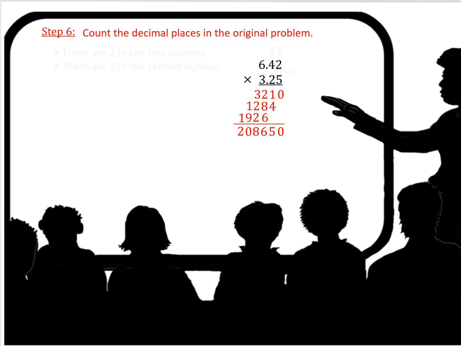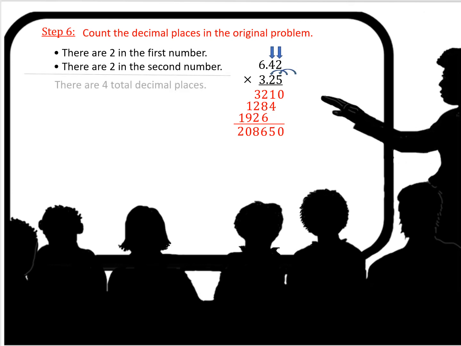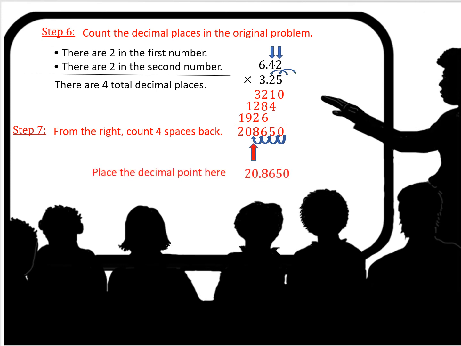Well, just like the first problem, we're going to count the number of decimal places in the first number, 6.42, that's 2 decimal places. The second number, 3.25, has 2 more decimal places, a total of 4 decimal places. So from the right, we're going to count 4 spaces back. Start all the way over at the right of the 0 and go backwards 4. 1, 2, 3, 4. In between the 0 and the 8 is where we're going to put that decimal point. It's 4 spaces back. 1, 2, 3, 4.